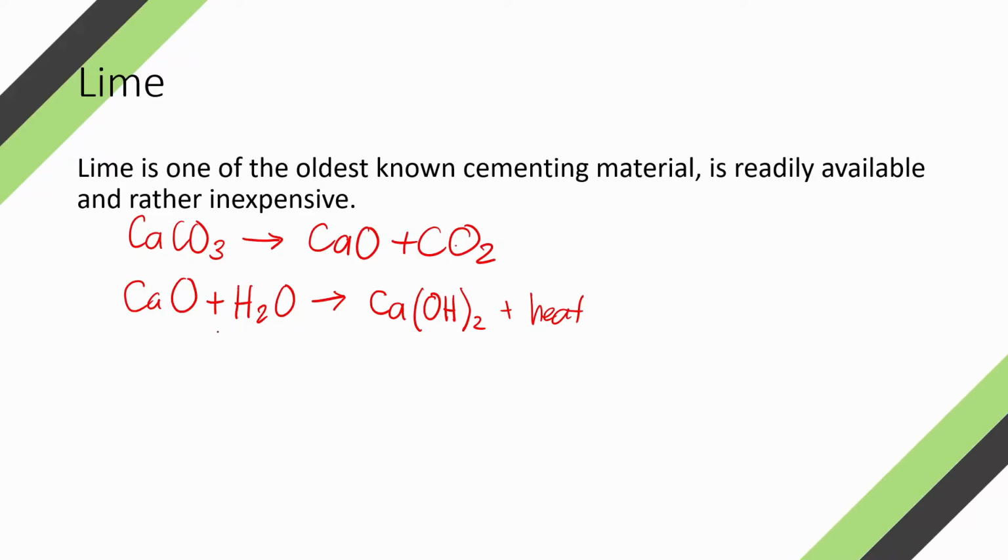So, yung process na ito, kapag in-add mo itong tubig sa ating quicklime, it is called slaking. So, itong product ng slaking or yung pag-add mo ng tubig sa ating quicklime, ang tawag dito, it is called slaked lime or hydrated lime.